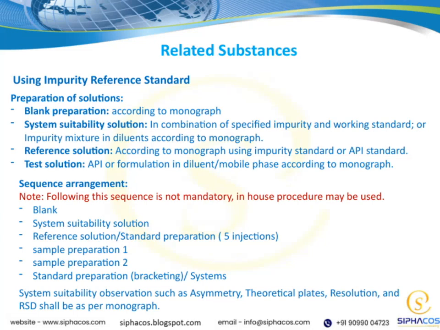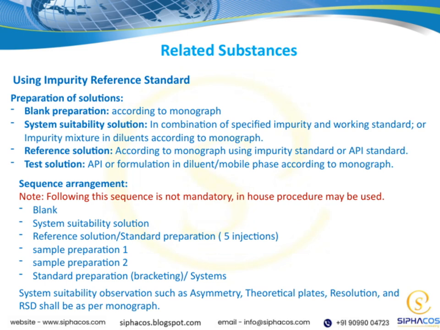On this slide, we're looking at the key aspects of system suitability observations, which include parameters like asymmetry, the number of theoretical plates, resolution, and relative standard deviation, or RSD. It's important to note that these should be assessed according to the monograph, ensuring our method meets the required quality standards. Now, when it comes to sequence arrangement, there's some flexibility. While a typical sequence is outlined here, keep in mind that your in-house procedures might differ, and that's perfectly acceptable as long as the essential steps are followed. Let's go through the sequence quickly.